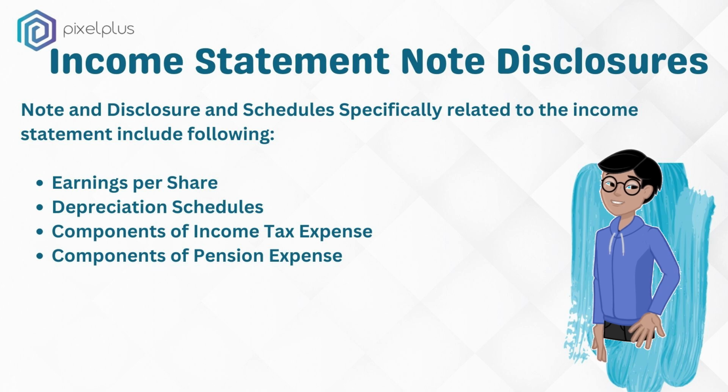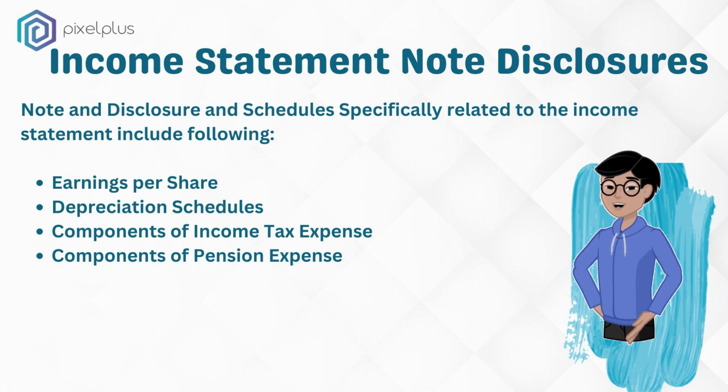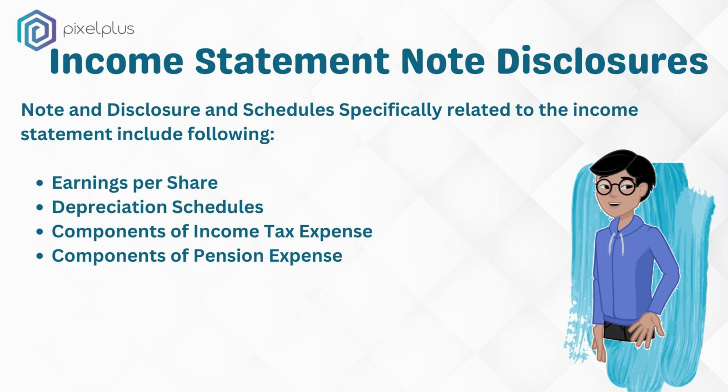After earnings per share comes the depreciation schedule. The depreciation schedule details the depreciation expense allocated to the various assets over their useful life. This note includes information about the method of depreciation used, such as straight line or declining balance, the useful life of different asset categories, and their total depreciation expense for the period.